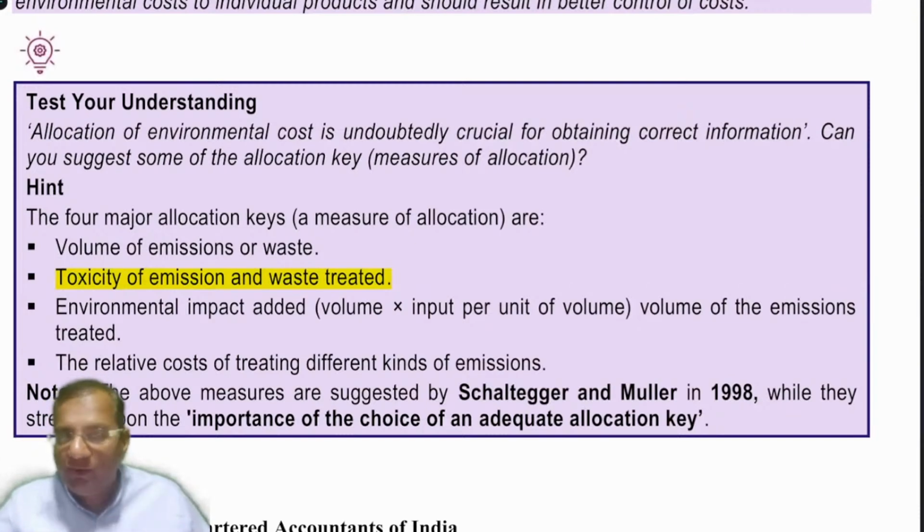So not only volume should we consider, but at the same time we will check whether any material is more toxic as compared to another. Although the volume generated by that toxic material may not be much more, since it will damage the environment more even by creating less volume of waste, it will have a higher allocation of environmental cost. Is this point clear? So we have to look not only at the volume of waste, but at the same time check what toxicity level of waste is generated by a particular product.